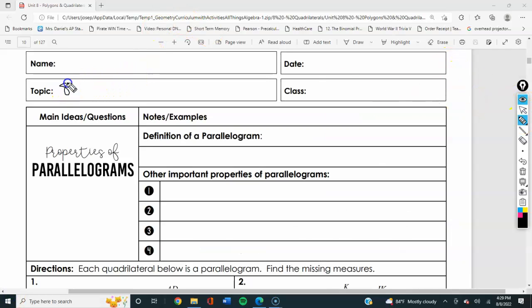Today we are going to be looking at 8.2, properties of parallelograms.